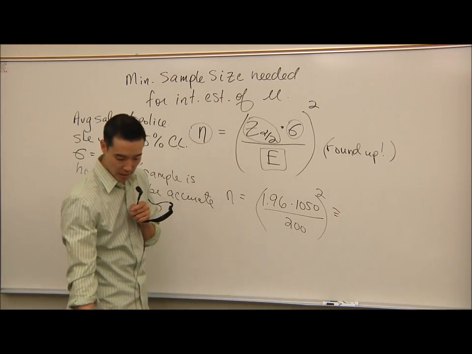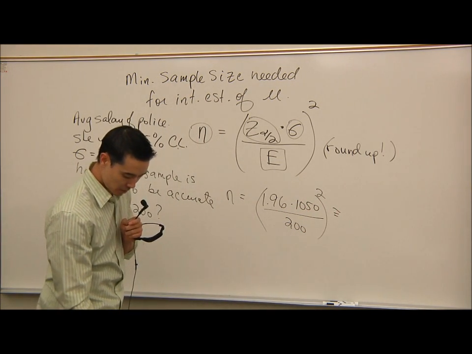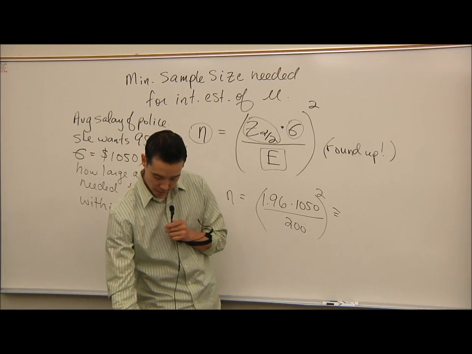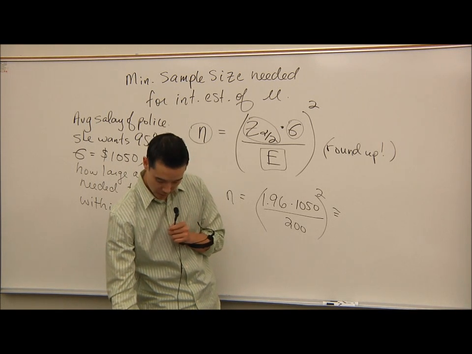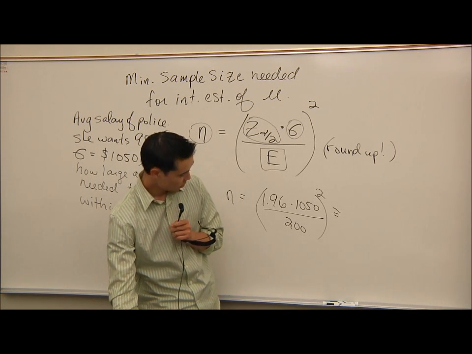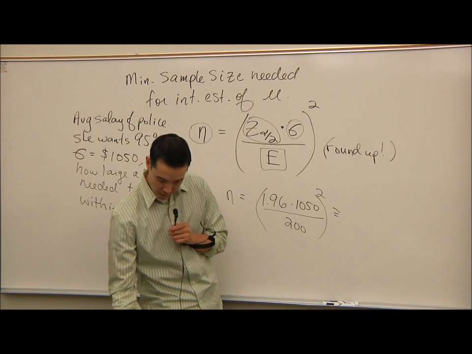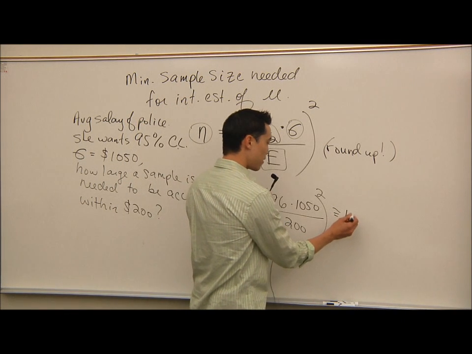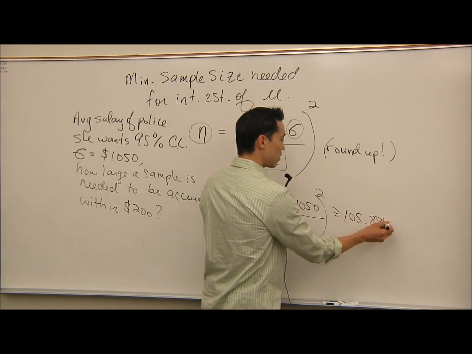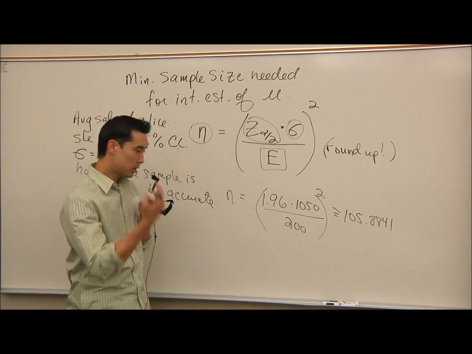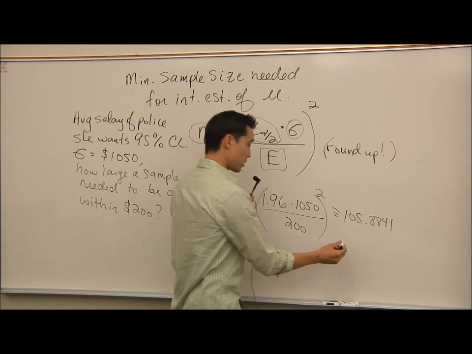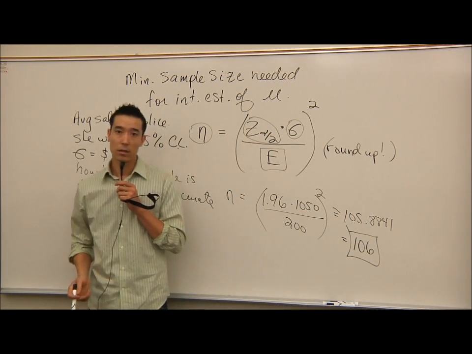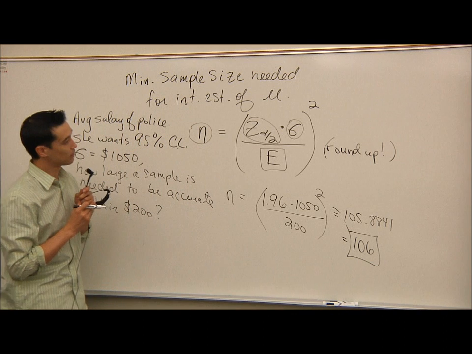And whatever decimal we get, if we do get a decimal, we're just going to bump that up to the next one. So 1.96 times 1,050 divided by 200, squared. Okay, it actually comes out to 105.8841. But we're talking about how many people we need to have in our sample. So how many people do we need in our sample? 106. Okay, bump it up to the next. Got it.